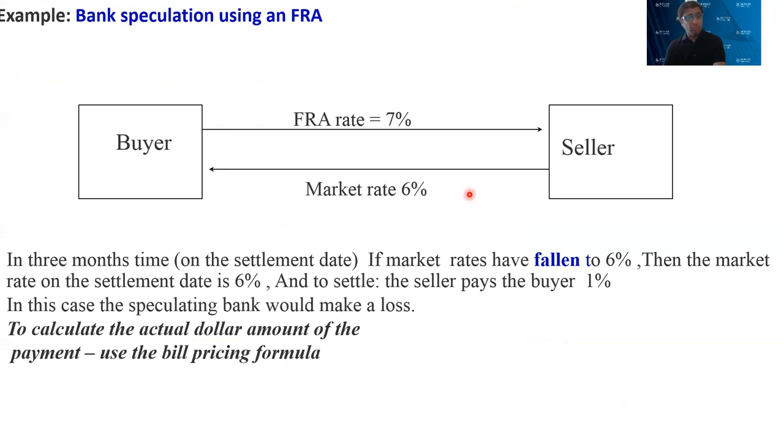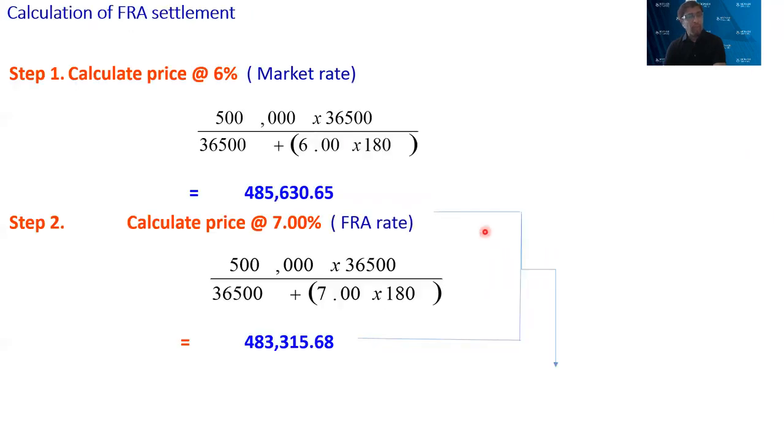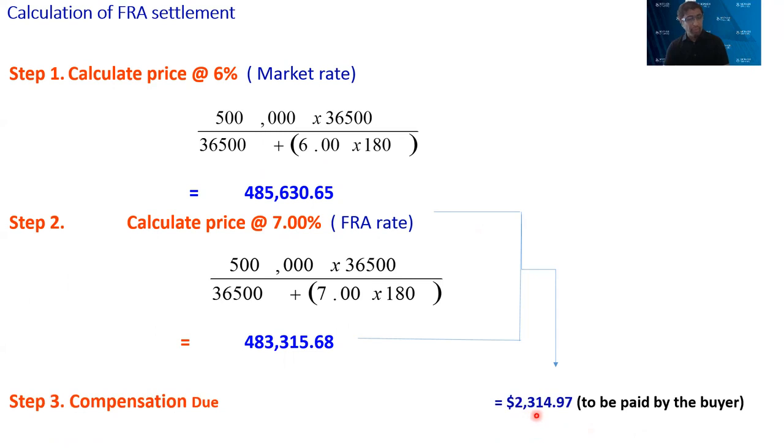Now, let me come to another situation. The market interest rate is 6%, and the FRA is 7%. You already know that the 1% difference will be compensated from the buyer to the seller. How much is it? We have to do the calculation, and we calculate according to 6%, and we find it. And we calculate according to 7%, and we find 483,3.5, and therefore 2341 will be paid. This is a settlement going from the buyer to the seller. So it has to be paid by the buyer to the seller.